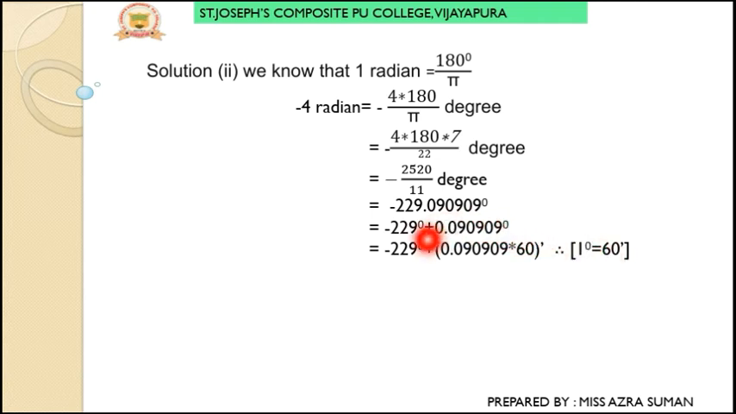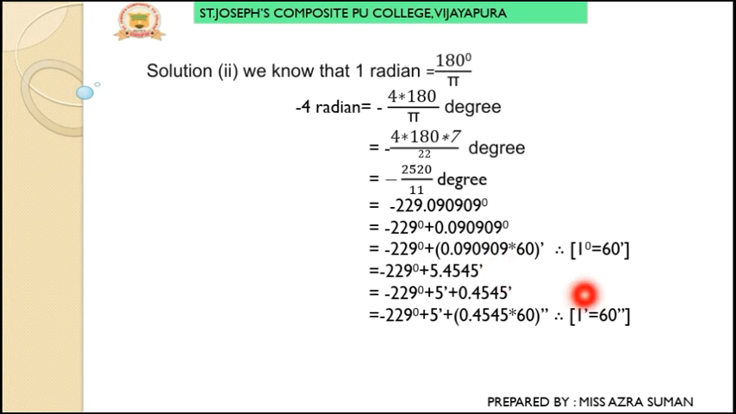Then the value for 0.090909 degree is equal to 0.090909 into 60, which on simplifying gives minus 229 degree plus 5.4545 minutes, and this can be written as minus 229 degree as it is plus 5 minutes plus 0.4545 minutes.